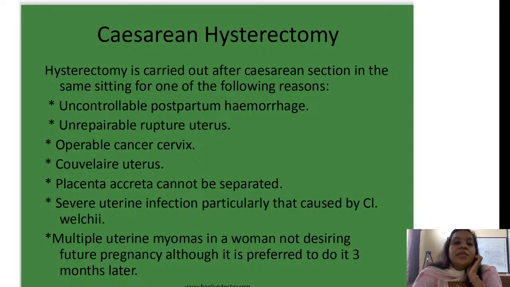So what is Caesarean hysterectomy? Hysterectomy is carried out after Caesarean section in the same setting for one of the following reasons: uncontrollable hemorrhage, unrepairable ruptured uterus, operable cancer cervix, couvelaire uterus, placenta accreta that cannot be separated, severe uterine infection particularly that caused by Clostridium welchii, multiple uterine myomas in a woman not desiring future pregnancy, although it is preferred to do it 3 months later.